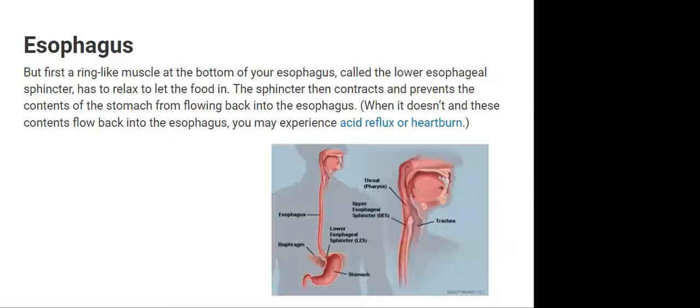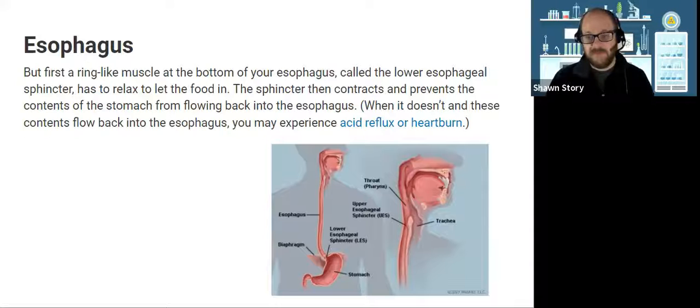The ring-like muscle at the bottom of your esophagus, called the lower esophageal sphincter, has to relax to let the food in. The sphincter then contracts and prevents the contents of the stomach from flowing back into the esophagus. When it doesn't, and these contents flow back into the esophagus, you may experience acid reflux or heartburn. Yes, absolutely.